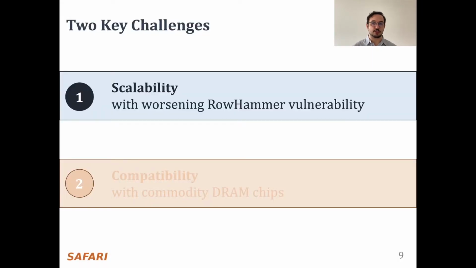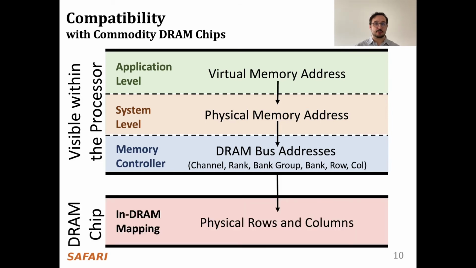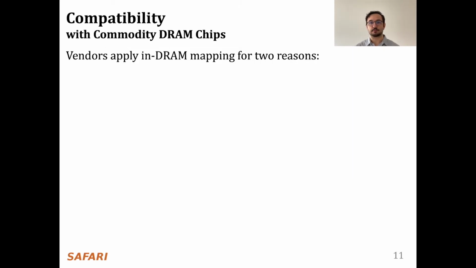The second challenge is compatibility with commodity DRAM chips. In a typical system, a virtual memory address is translated to DRAM bus addresses such as row and column addresses within the processor. And later on, these addresses go through an additional mapping within the DRAM chip that we call in-DRAM mapping, which is not visible to the rest of the system.